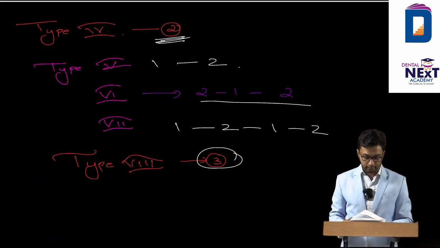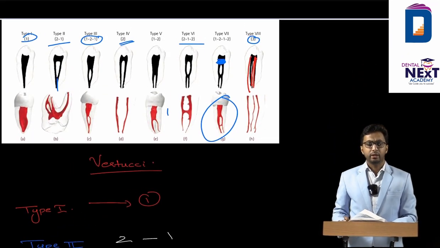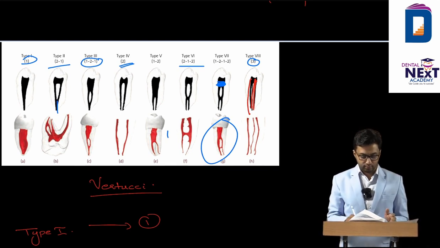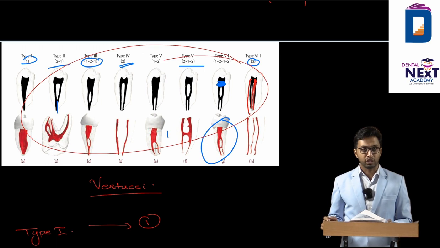This is how you have to learn it. Similarly, they will give you Vertucci's classification also. They will tell you starting with like this, or they can give you this image also. They can give you image based questions also.